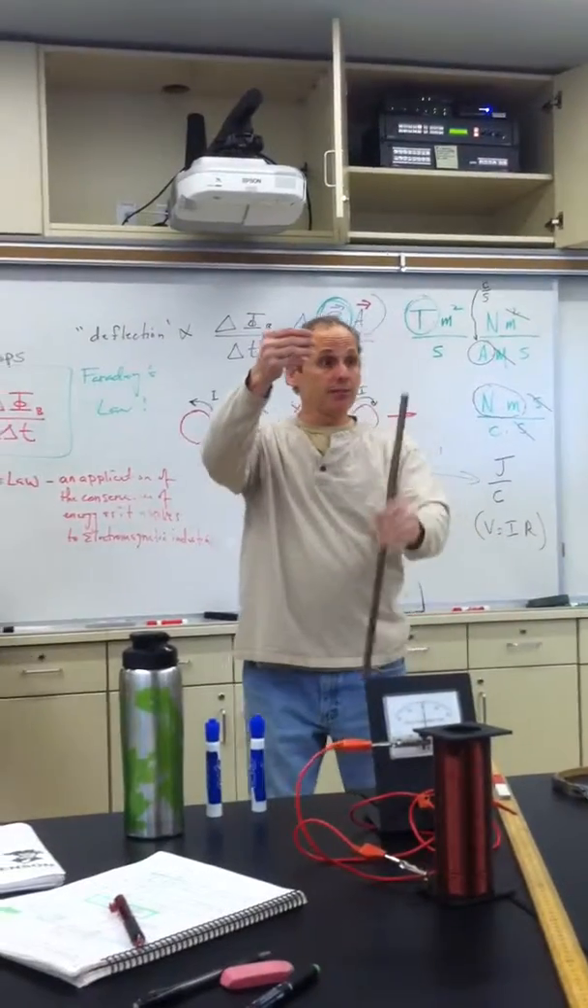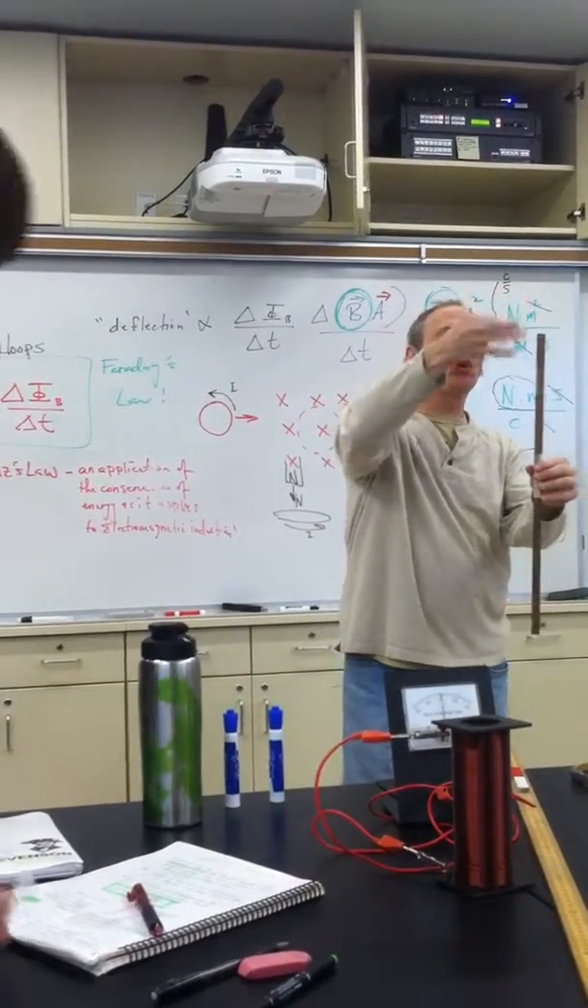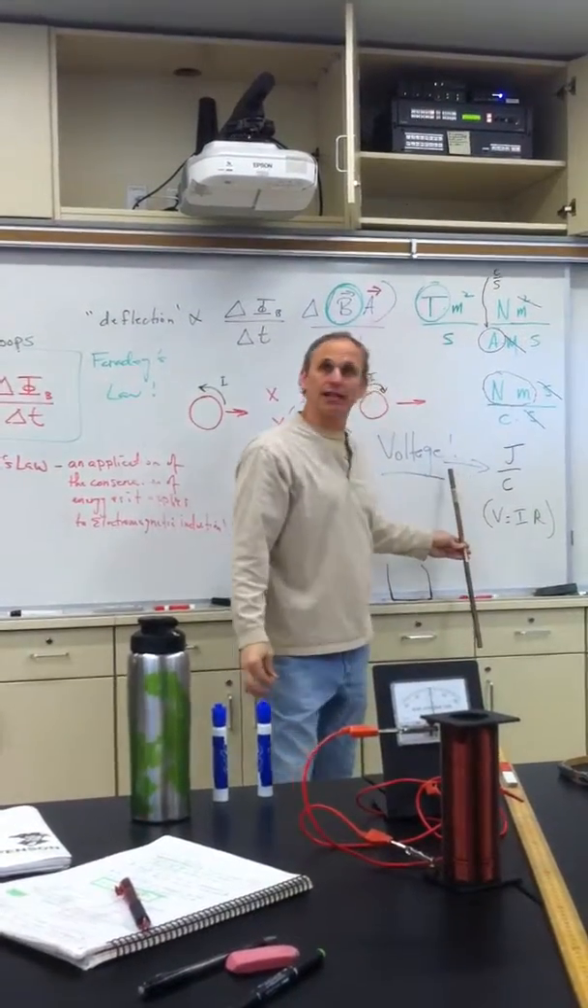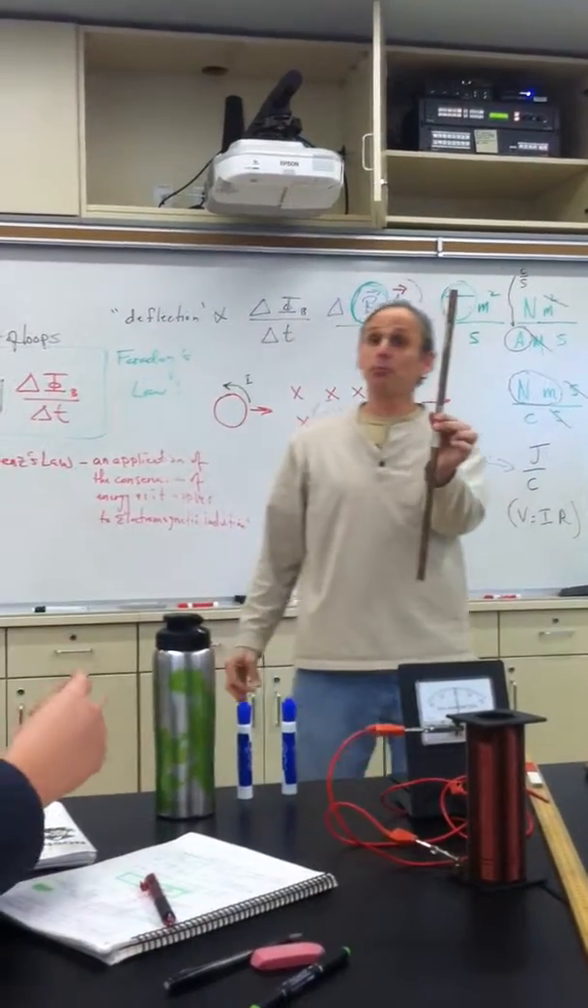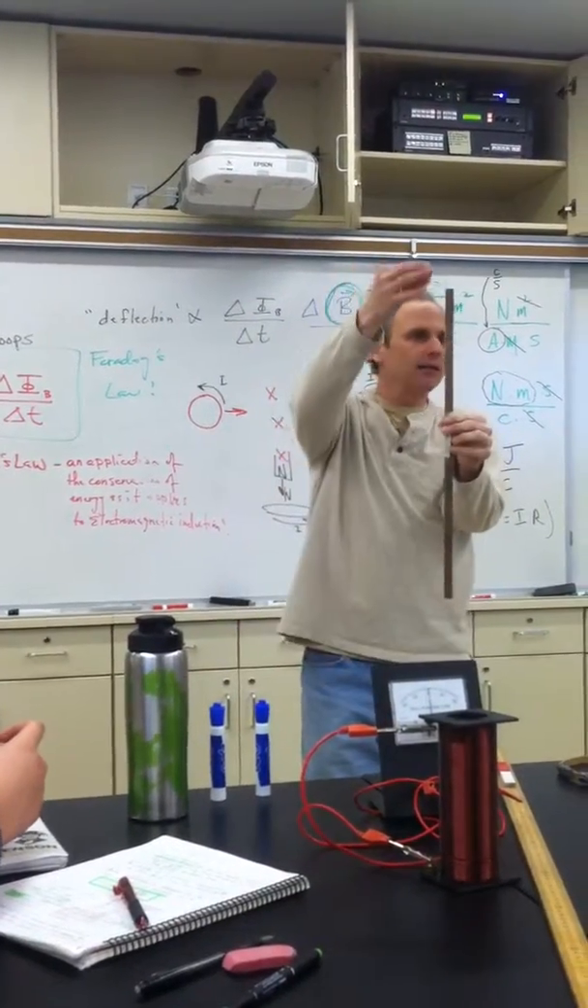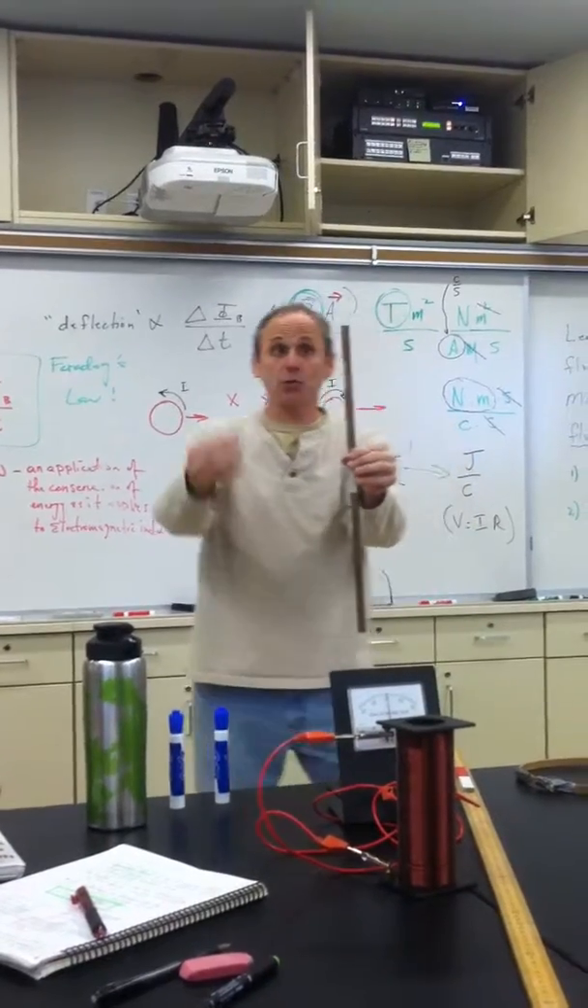Let me show you this. This strong magnet, when I drop it in here, is going to be opposed by little mini Lenz's law generated north poles. So it's not going to accelerate at g. It'll be a little bit less. Watch.